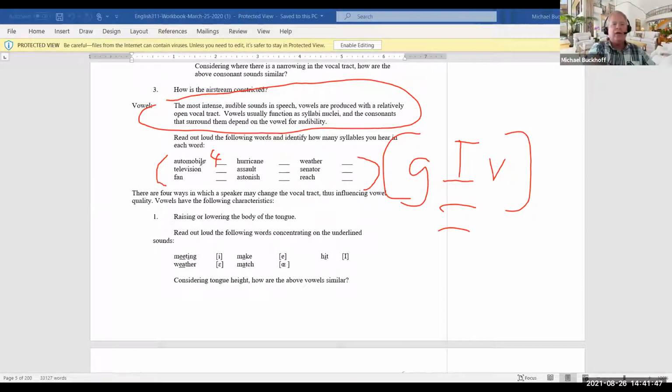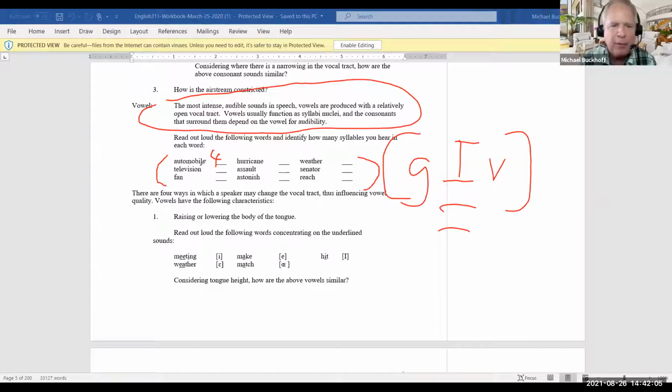So if you want, you can write right next to each word how many syllables you think you hear, if somebody wants to do that. Okay, keep going, Sandra. Television, fan, hurricane, assault, astonish, weather, senator, and reach.